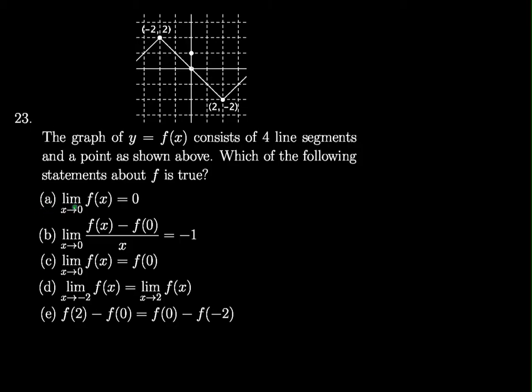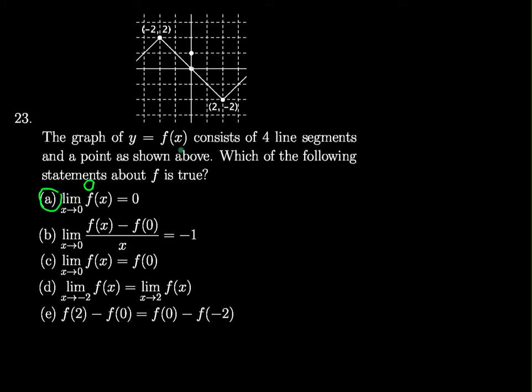So choice A says the limit as x goes to 0 of f of x equals 0. So let's see what happens. As we get closer and closer to x equals 0, from the left and from the right, we can see that the y value gets closer and closer to 0 as well. And that means for us that this limit is equal to 0 as we get closer to 0. You can see from both sides. It doesn't matter that we have a 1 up here, so A is true.